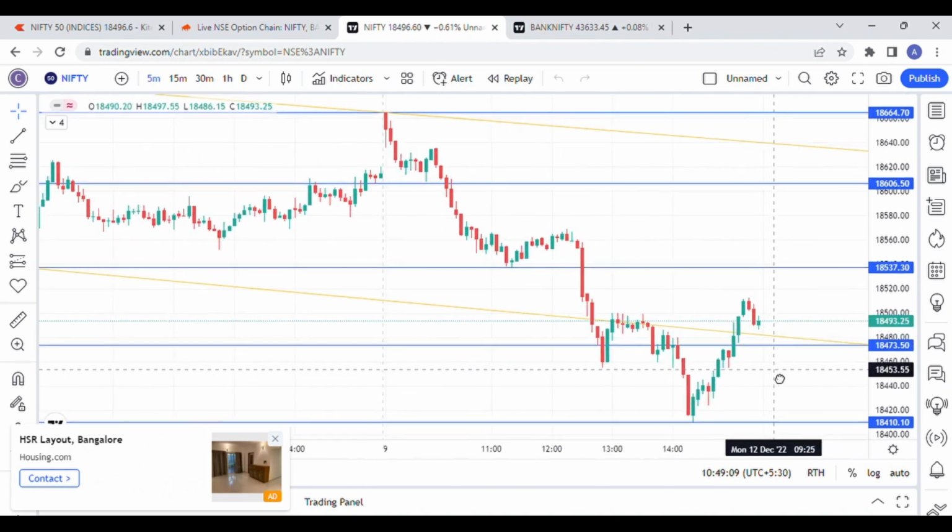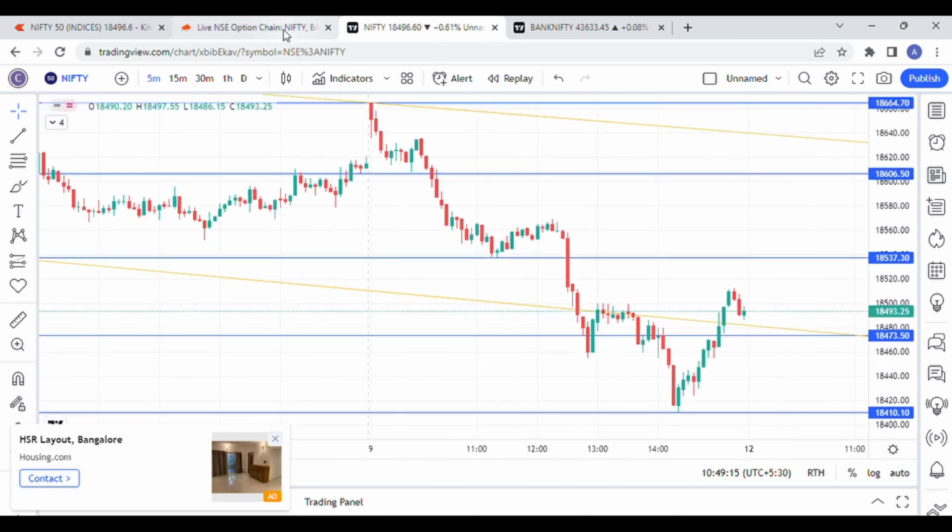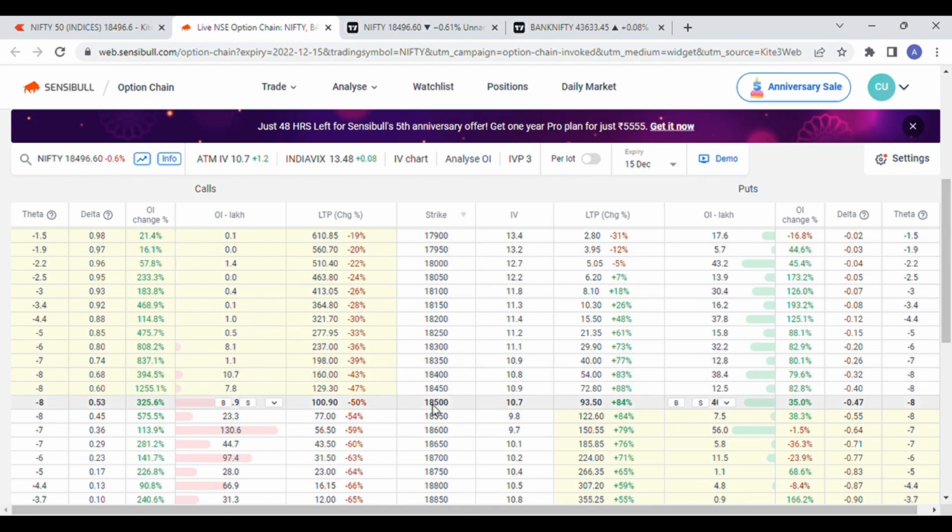Here you can see the market closed around 18,500, so 18,493. And when you come to the option chain data, you can see 18,500. Remember, in Nifty the strike price is also written here. Just remember that in Nifty all the strike prices are available at a gap of 50 points.